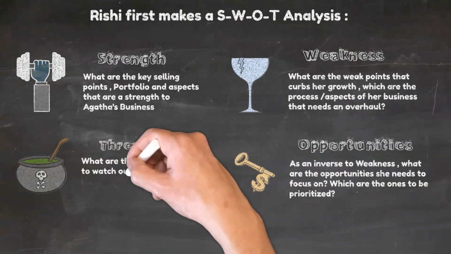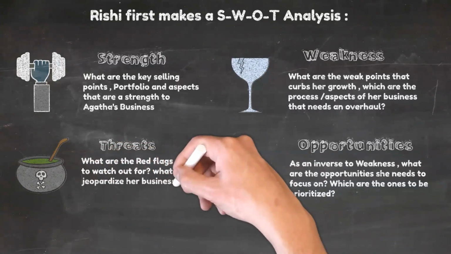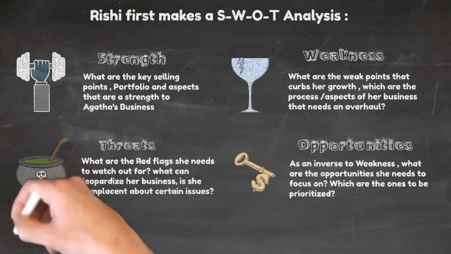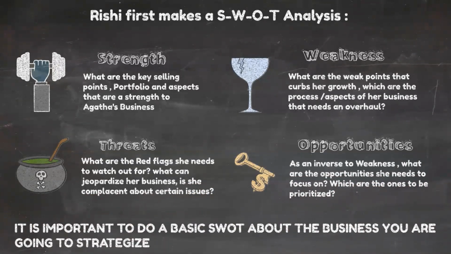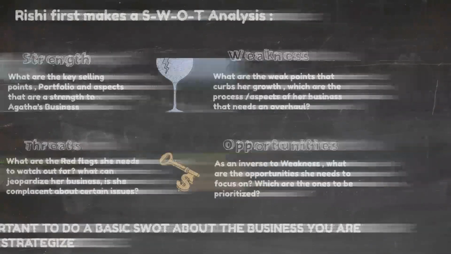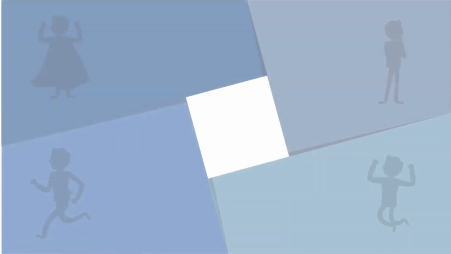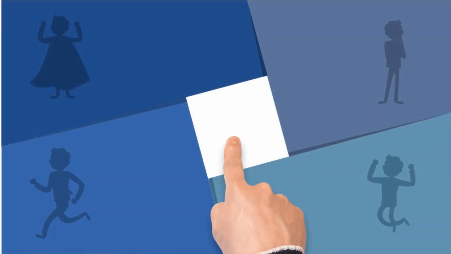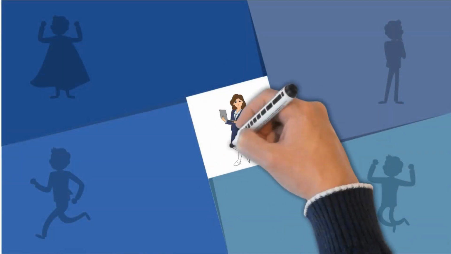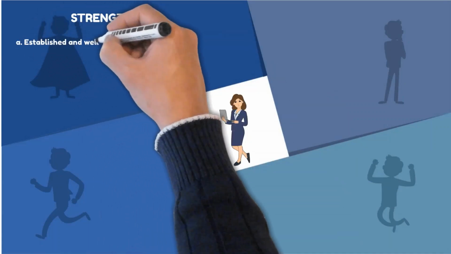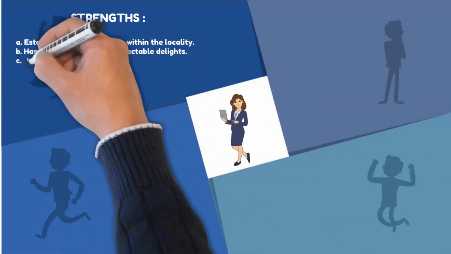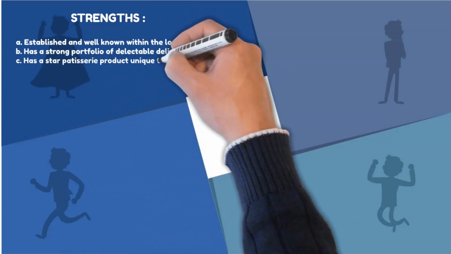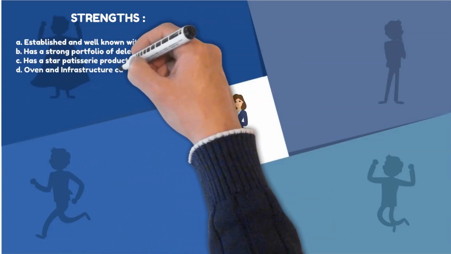This SWOT analysis is fundamental, and it is very important to do a SWOT analysis before you start your strategy. Rishi has made a SWOT analysis on Agatha's strengths, weaknesses, opportunities and threats. We recommend you go through this slide for the next 5 minutes, understand what he has jotted down, basis which we can proceed with the training.